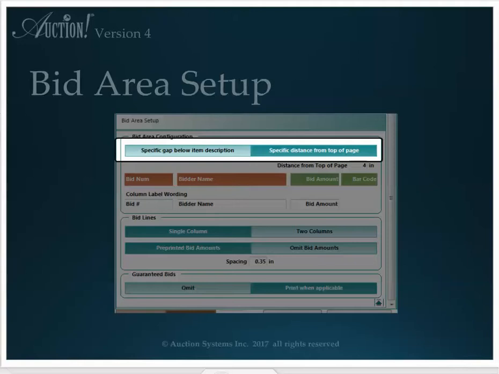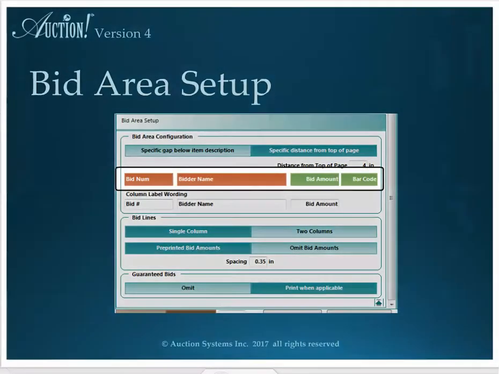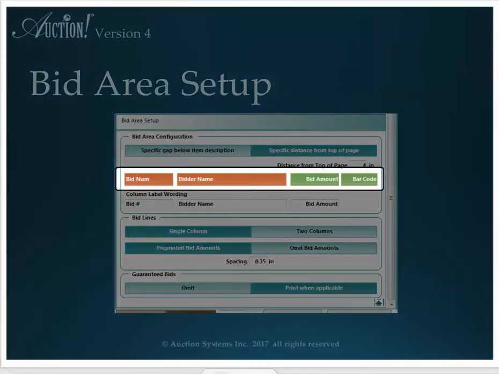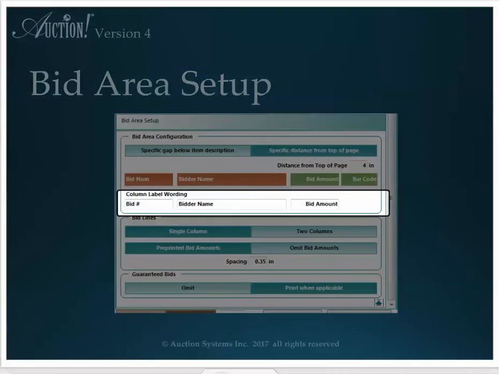There will be a header on top of these bid lines. The header can say bid number, bid name, and bid amount. If you don't need name, you can turn that off. If you have a barcode reader device for scanning bid amount, you can also turn on barcode. And then, next to the pre-printed bid amount will be another column with that amount in barcode. You can also change the header wording by typing in your own wording here.